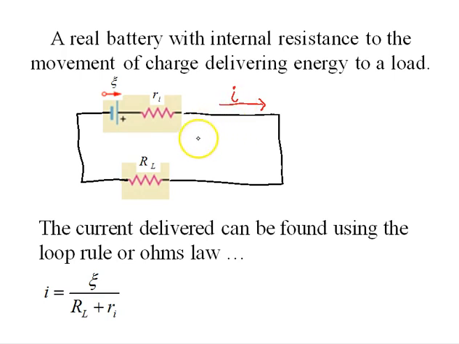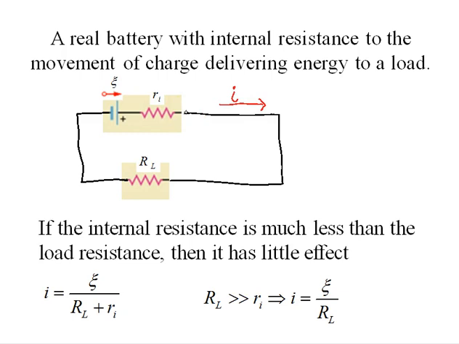The current delivered to the load that's connected to this battery can be found using the loop rule, or it can be found using Ohm's law. We have an EMF device with these two resistors in series, so the current is this EMF divided by the load resistance and the internal resistance of our battery. As long as that load resistance is much greater than the internal resistance of the battery, then the current will still equal approximately our EMF divided by the load resistance.